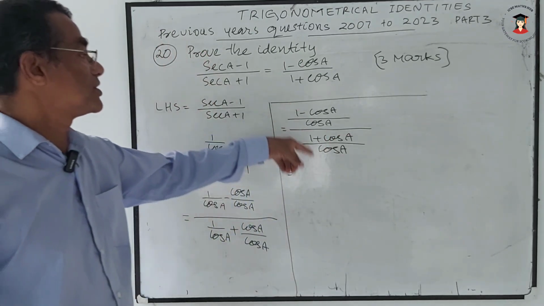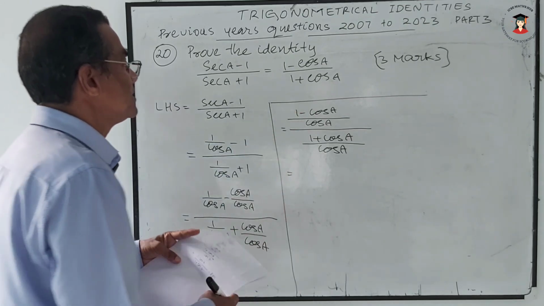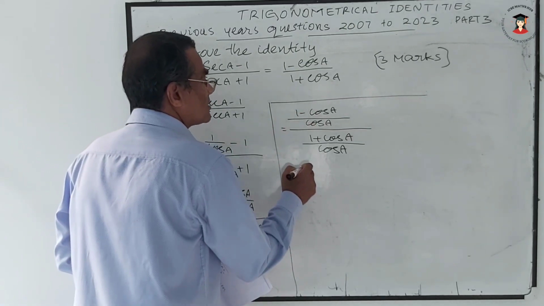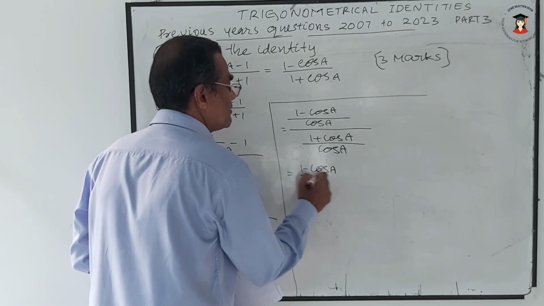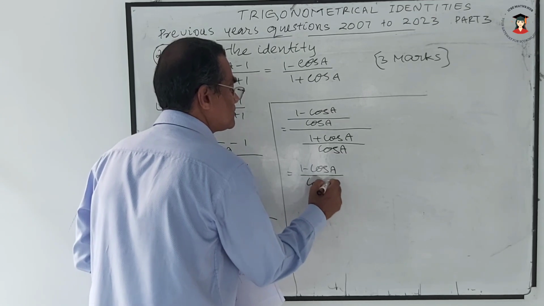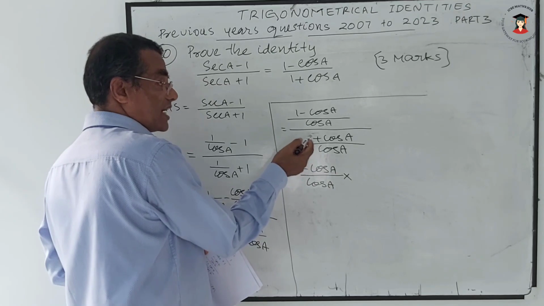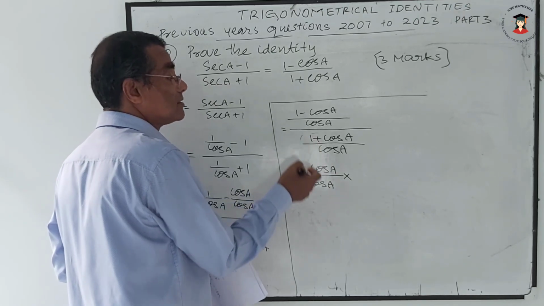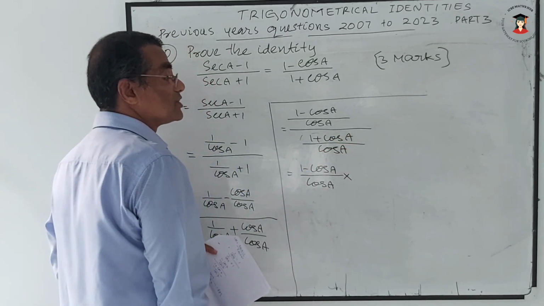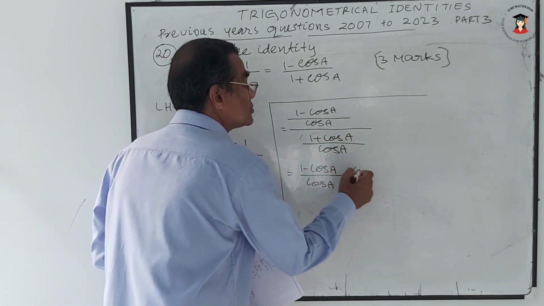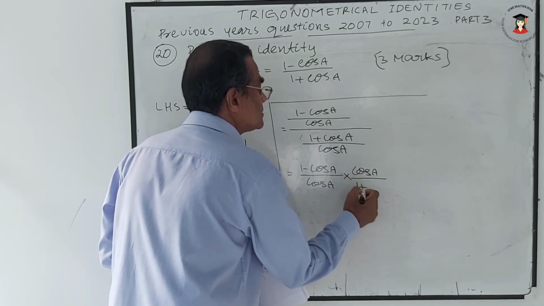Now these are two fractions. The rule for dividing a fraction by another fraction is: write the fraction in the numerator as it is, 1 minus cos A divided by cos A, into, multiply by the reciprocal of the fraction in the denominator. So 1 plus cos A by cos A, the reciprocal of that will be cos A by 1 plus cos A.